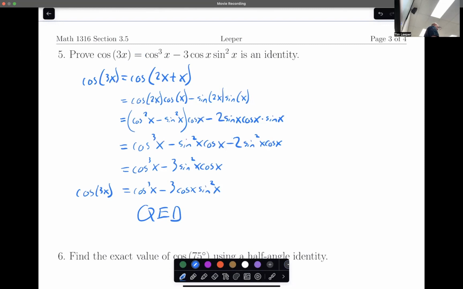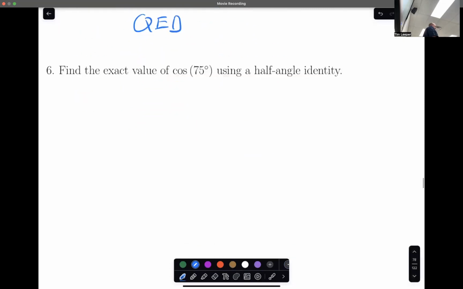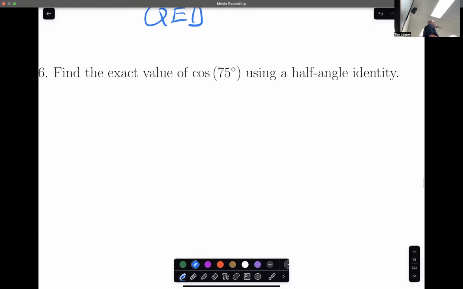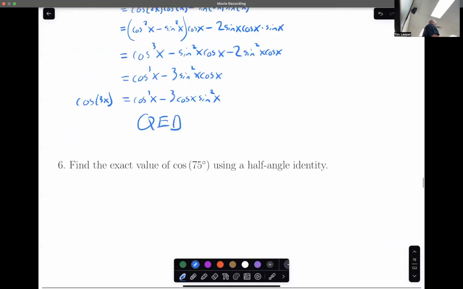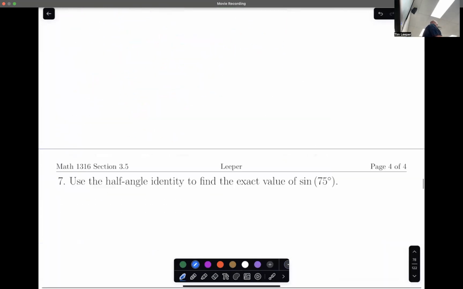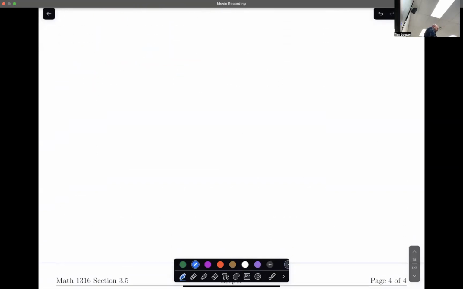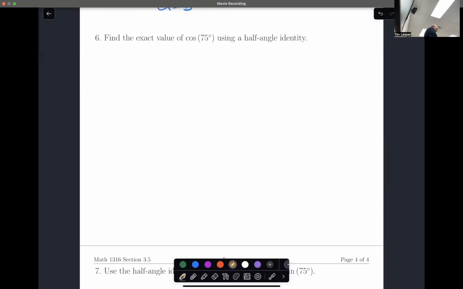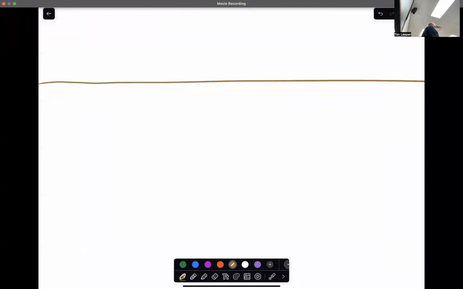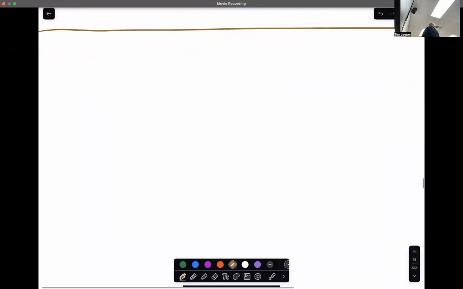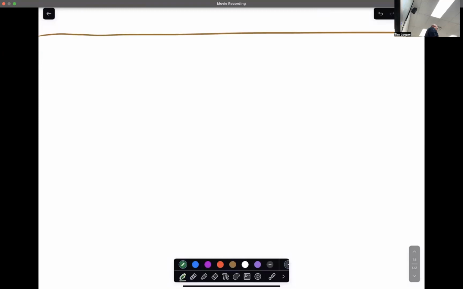No? Number 6 says find the exact value of cosine of 75 degrees using the half angle identity. Well, because we're talking about half angle identities now, I feel the need to actually prove the half angle identities. So let's do that. I'm not going to need much room here, so I'm going to take the bottom, say, third of the page to prove this here. So let us begin with the following.